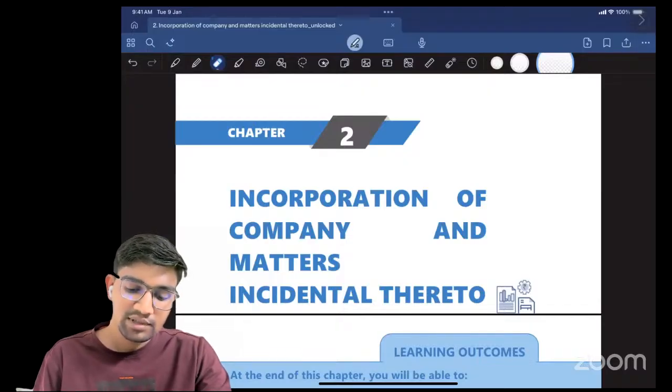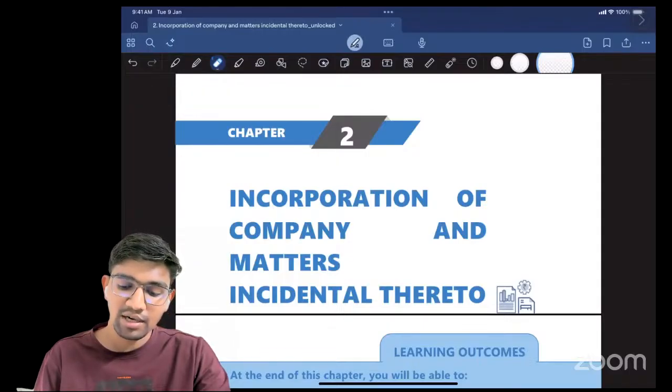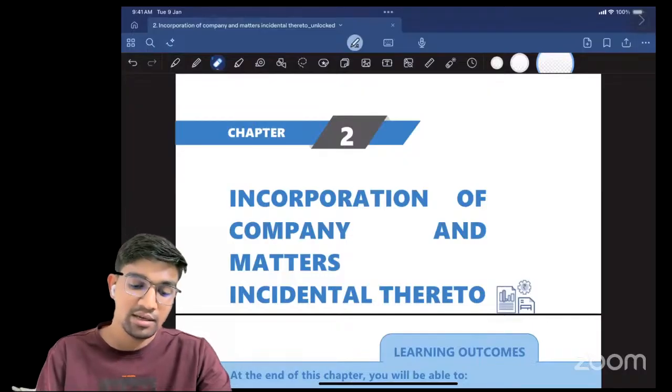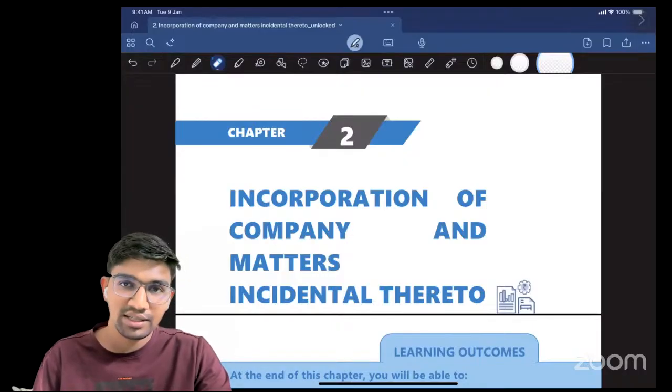Now, we will see true and false. Can even a non-resident Indian become a member of an OPC? Yes, he can. Residential status is immaterial.